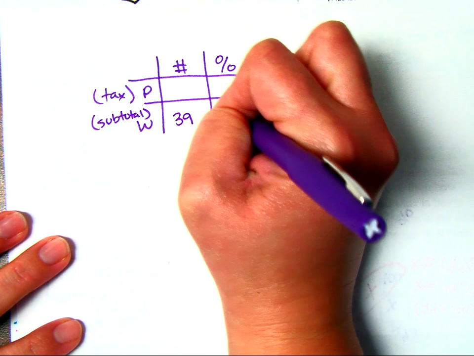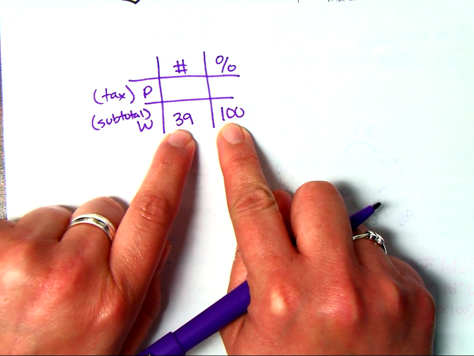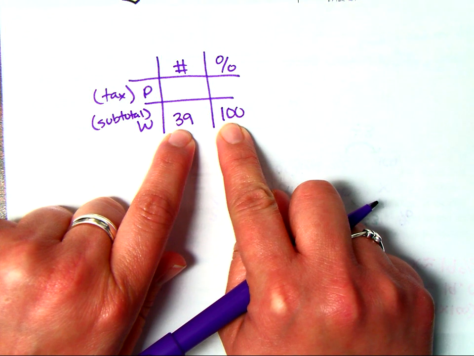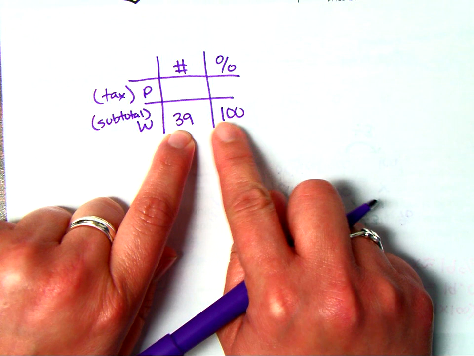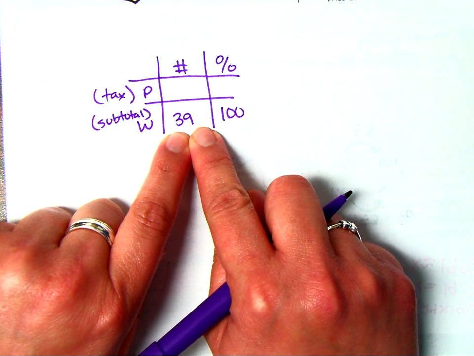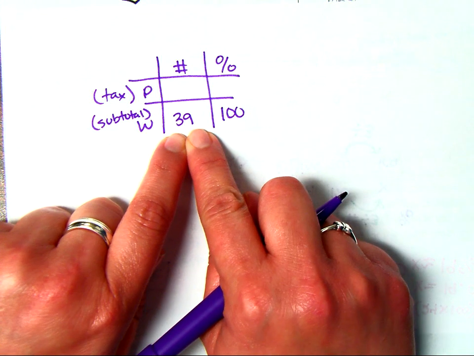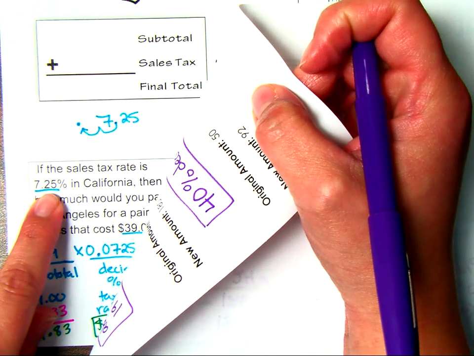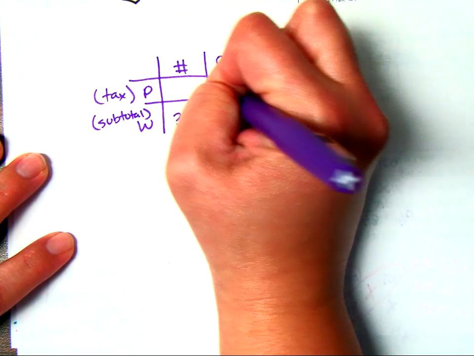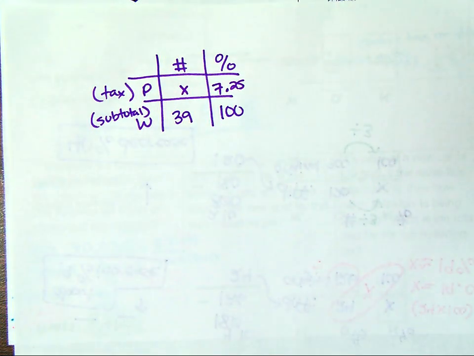And if it was 100%, 100% is $39. And yes, I know that sounds funny because you're like, but there's an additional cost. But sometimes they have tax-free weekends, so you don't have to pay anything. So the original 100% price right now is $39 before we added any discounts or tax. So that's why $39 is there. The percent, they said, was 7.25. And then we're figuring out the tax because that's what they didn't tell me.